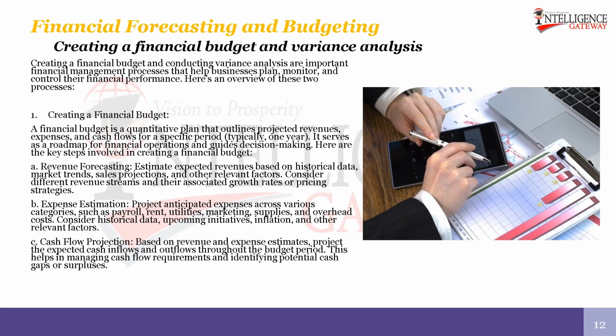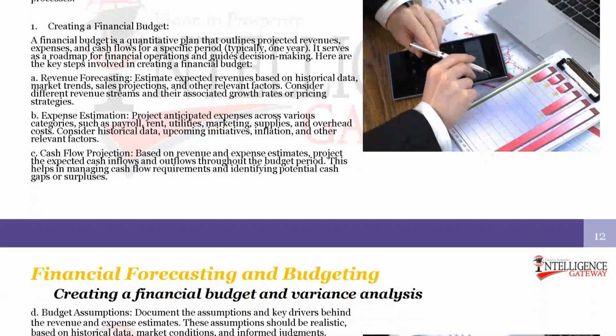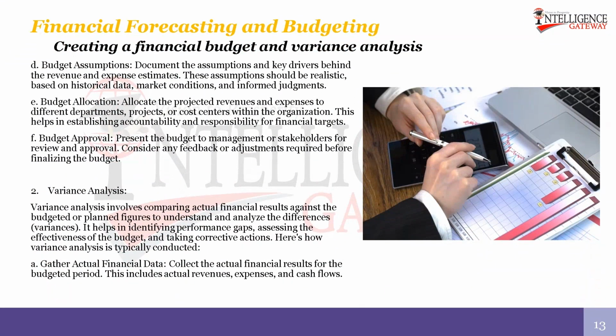C. Cash flow projection. Based on revenue and expense estimates, project the expected cash inflows and outflows throughout the budget period. This helps in managing cash flow requirements and identifying potential cash gaps or surpluses. D. Budget assumptions. Document the assumptions and key drivers behind the revenue and expense estimates. These assumptions should be realistic, based on historical data, market conditions, and informed judgments.